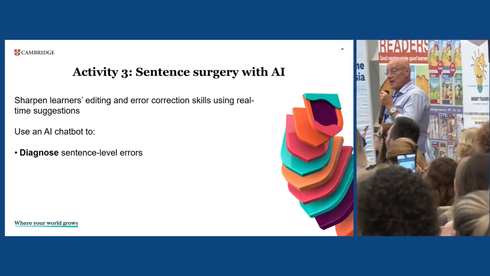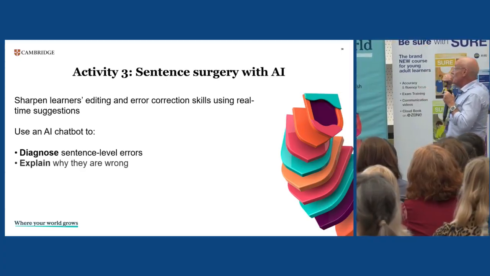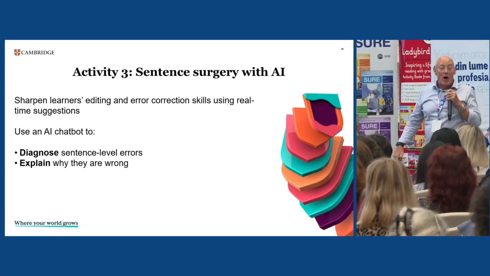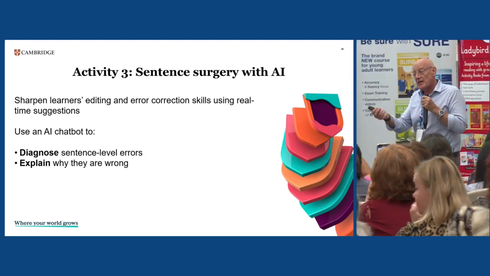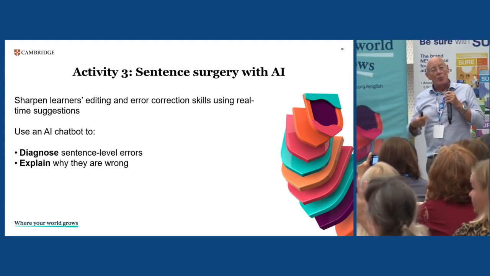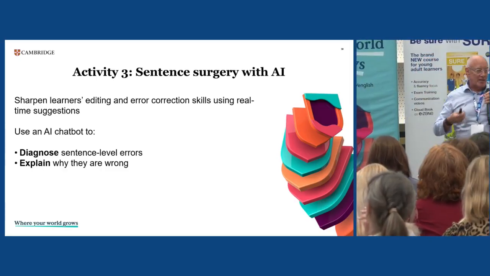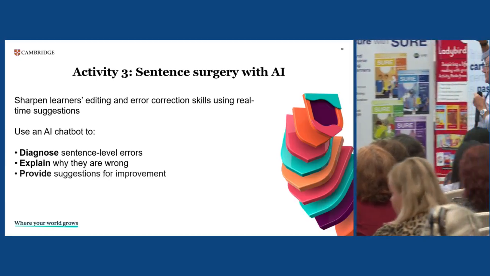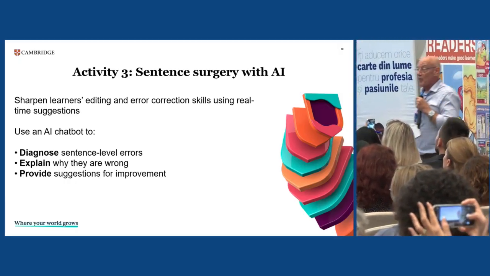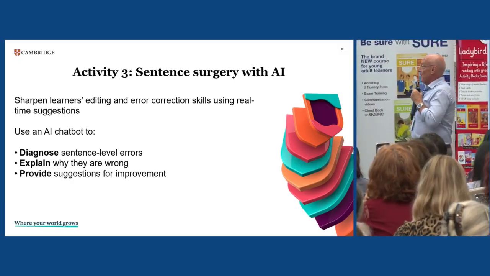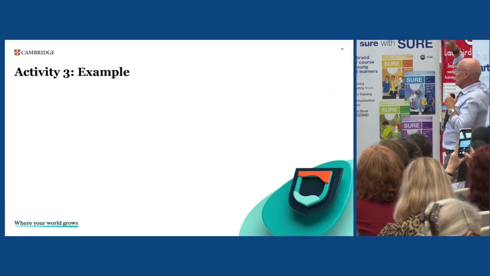We can use the chatbot to diagnose sentence-level errors. We can use it to explain why the error is wrong, and I think this is brilliant, because sometimes as teachers, with no disrespect, we may struggle to explain in a clear and concise way why something doesn't particularly work. And of course, as I was saying in my talk earlier with writing, we need to provide suggestions for improvements.